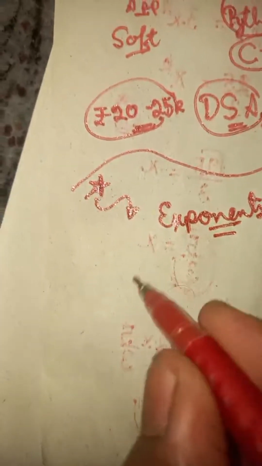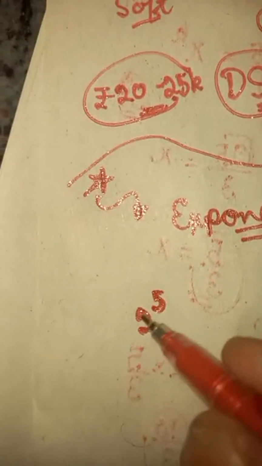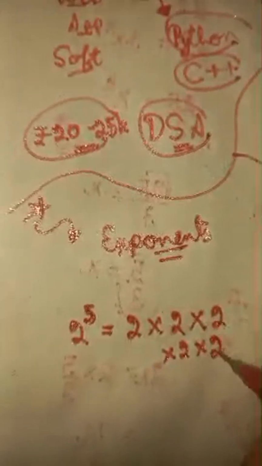Exponents: take this problem, 2 power of 5. That means the small number above and the big number below. You need to multiply this 5 number of times, like this: 2 times 2 times 2 times 2 times 2. This is known as 2 power of 5. I'm going to tell the next parts of this.